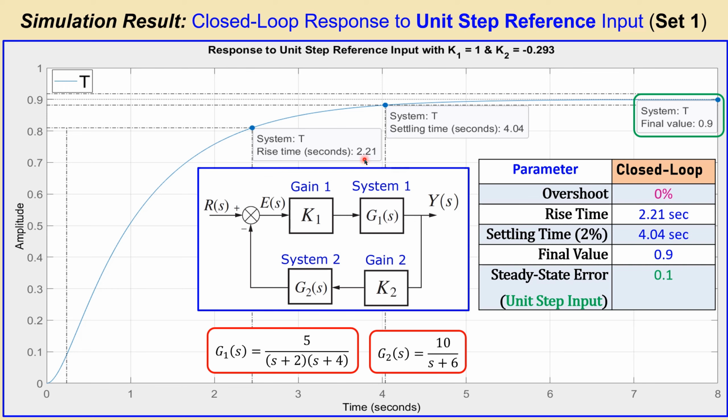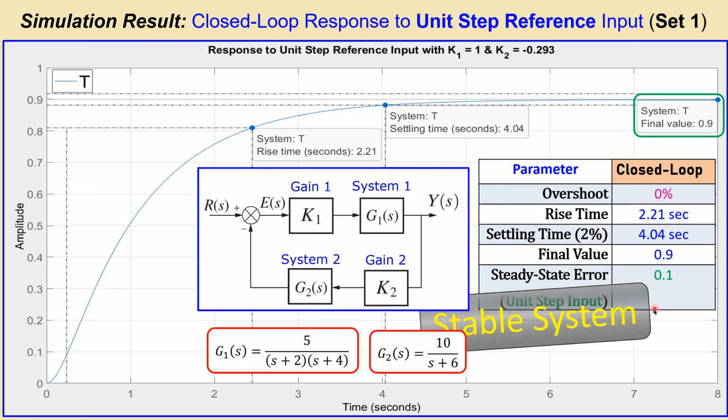Rise time is 2.21 seconds, and the settling time is almost 4 seconds, so 4.04. So the final value is 0.9. So for a unit step input, I get 0.9 as an output. So the error, 1 minus the final value, is 0.1, which we wanted. So that is then good.